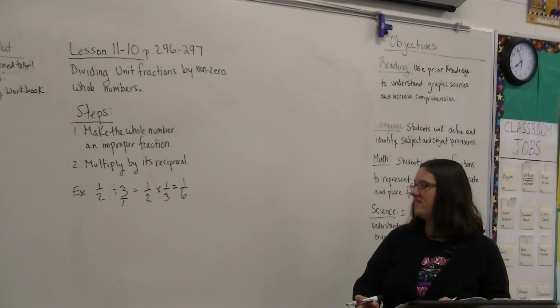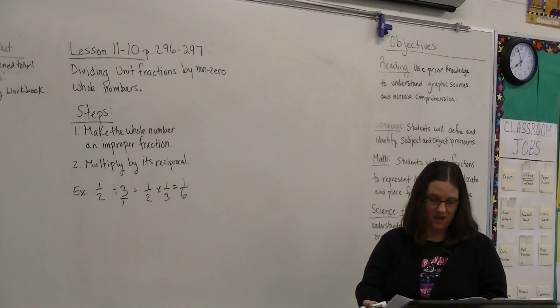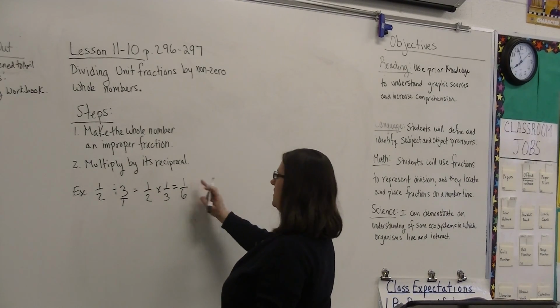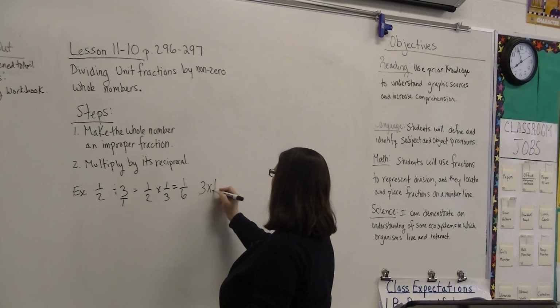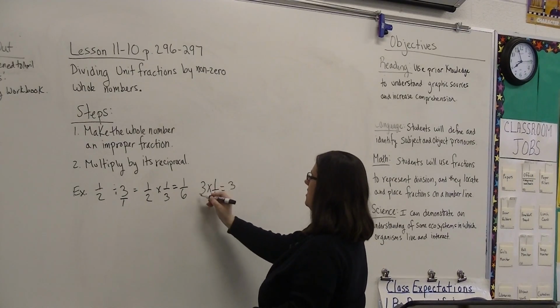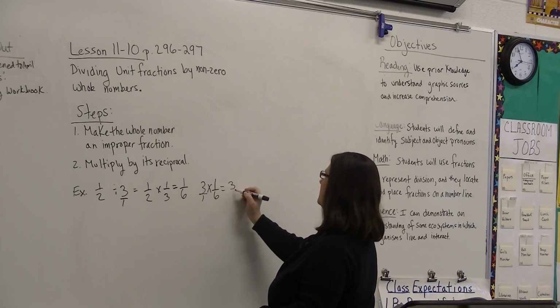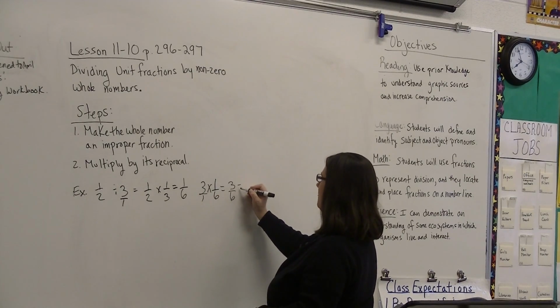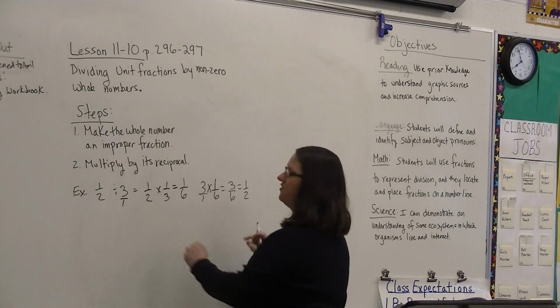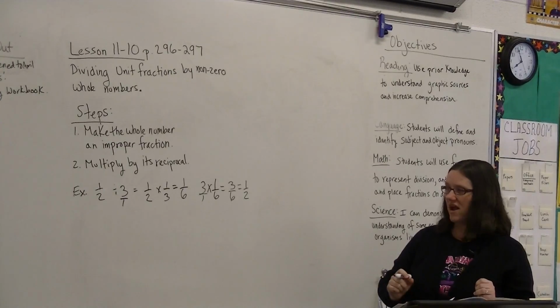Okay, and then you can take that and check by multiplying. You have your whole number is 3, and our answer was 1/6. So we take 3 times 1/6, which is equal to 3 times 1, which equals 3. This is over 1. 1 times 6 is 6. And then you simplify to get your 1/2. 1/2 is what we started with, so we know we did our problem correctly.